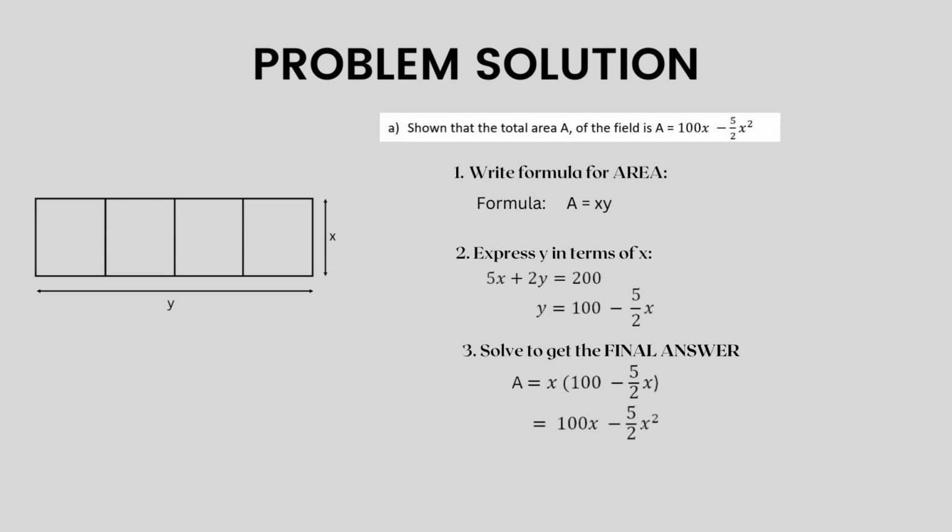So the solution for question A is, first, we write the formula for area. The formula for area is A equals xy. Then we express y in terms of x: 5x plus 2y equals 200. Then we use y equals 100 minus 5/2 x. Then we solve to get the final answer using the area formula. We put the value of y into the equation and it will be A equals x times (100 minus 5/2 x). Then the answer will be 100x minus 5/2 x squared.